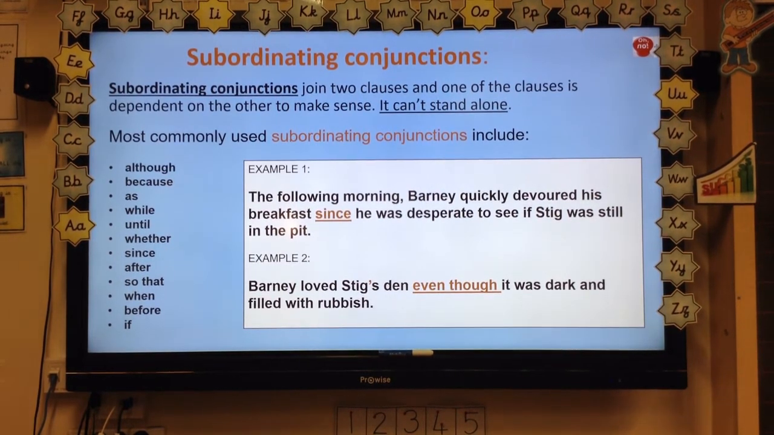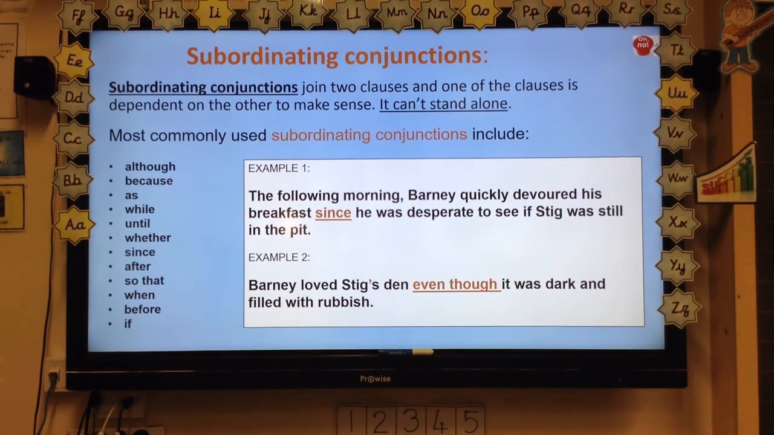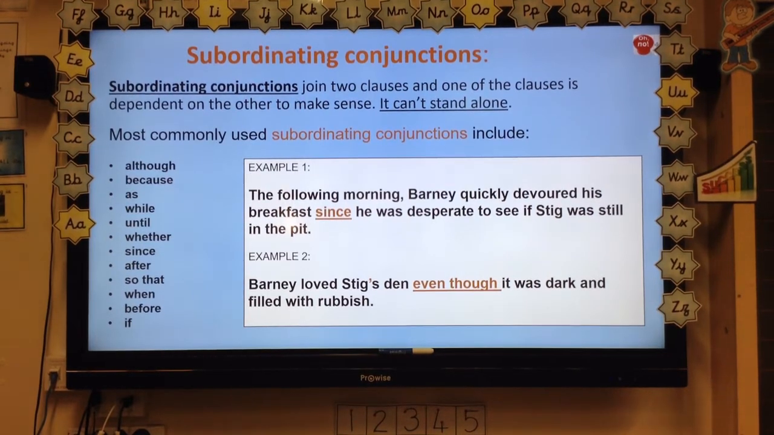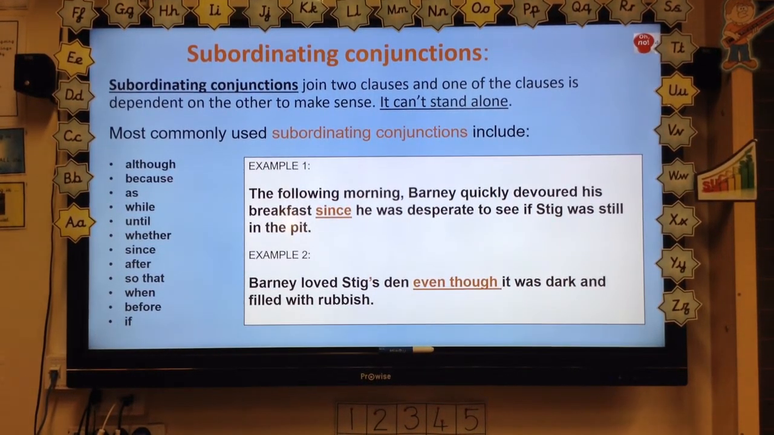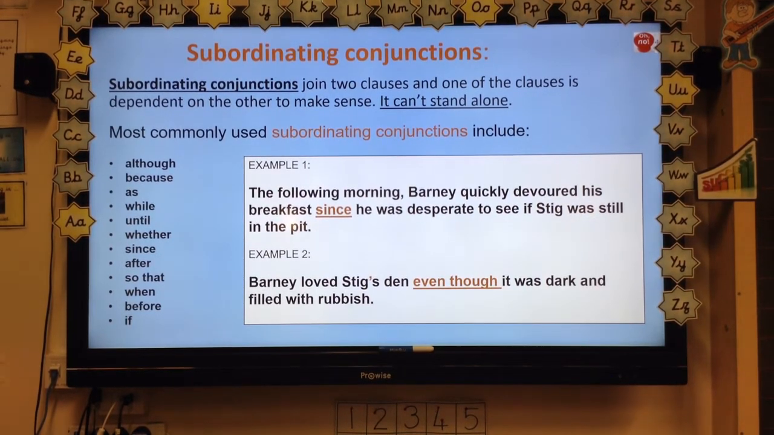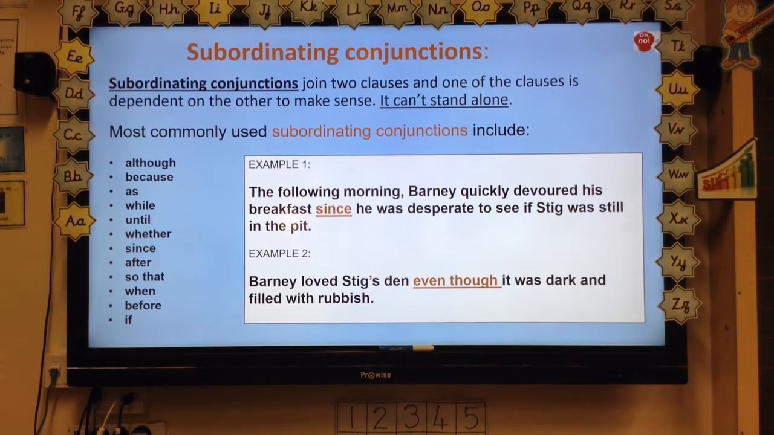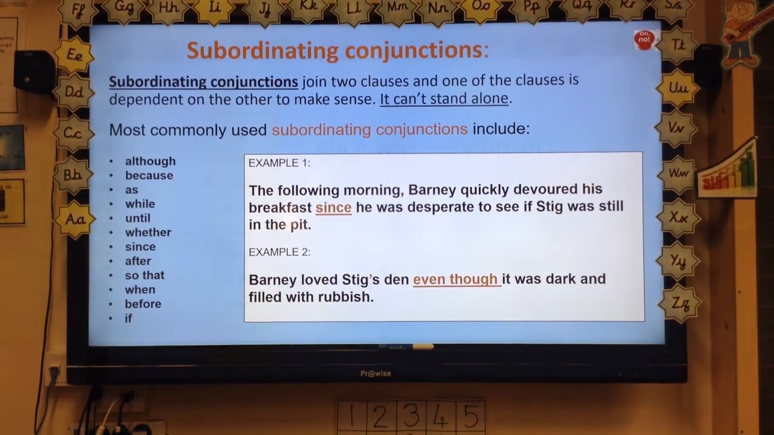Barney loved Stig's den, even though it was dark and filled with rubbish. The main clause is, Barney loved Stig's den. It can stand alone. However, we've then continued it with a subordinating clause which can't stand alone. Even though it was dark and filled with rubbish, it needs that main clause to make sense.